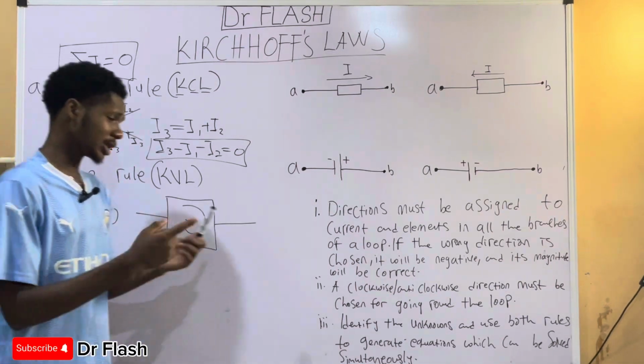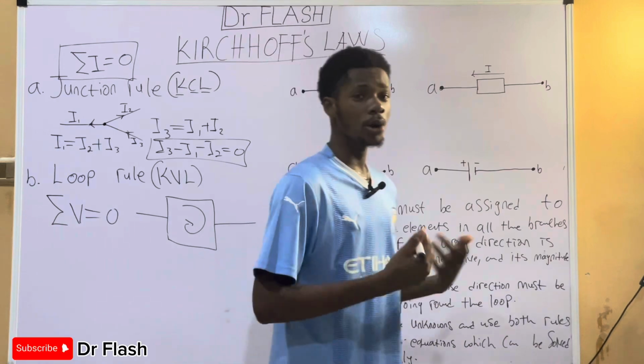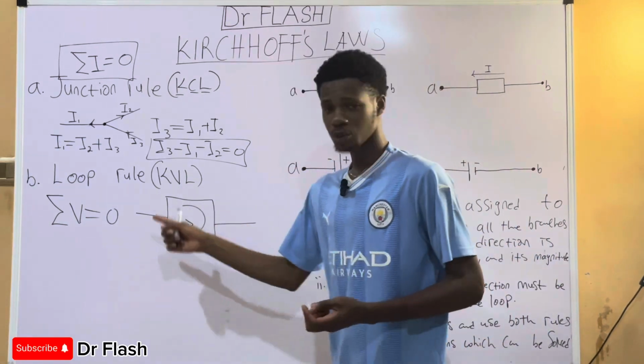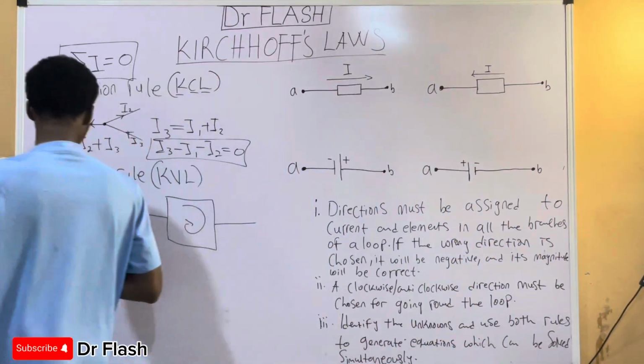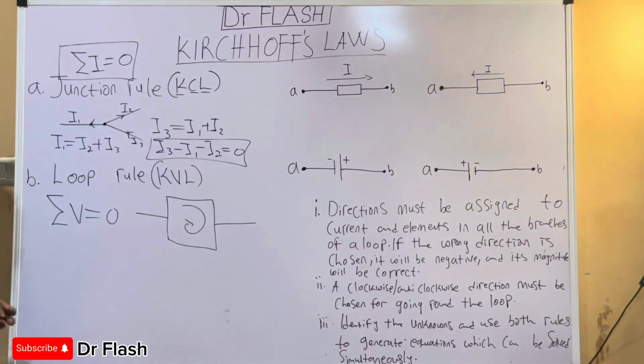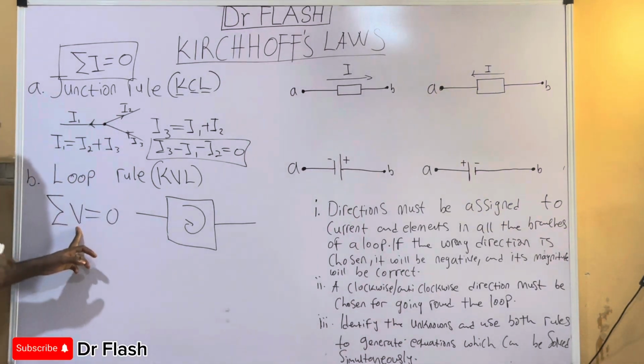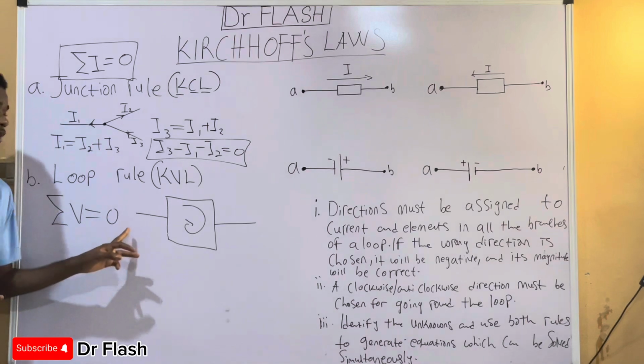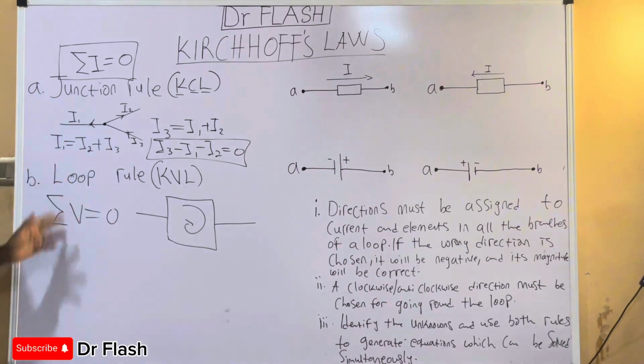It could be rectangular, triangular, circular, or any shape. As far as it is closed, it is a loop, and we can apply the Kirchhoff voltage law, which says that the sum of the voltages in a closed loop is equal to 0. Now, that is not the only Kirchhoff law.